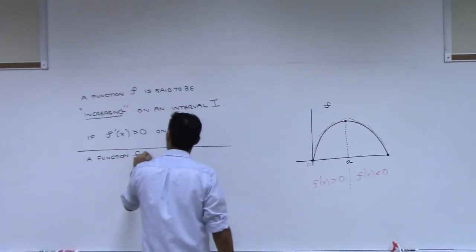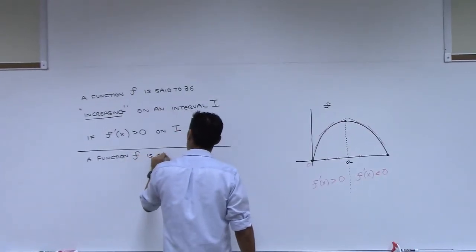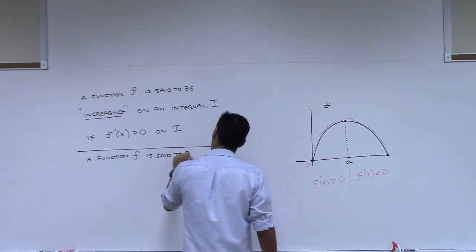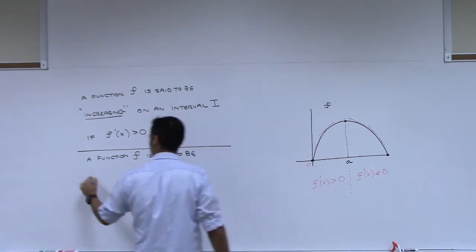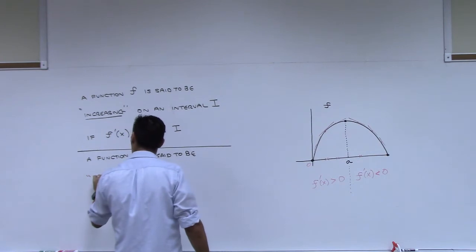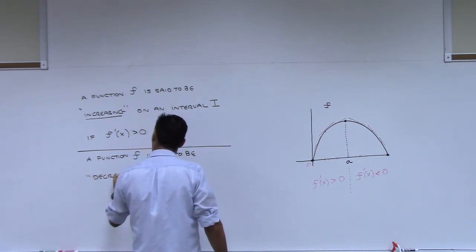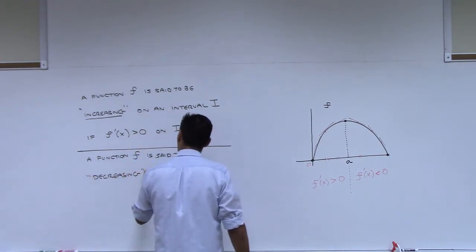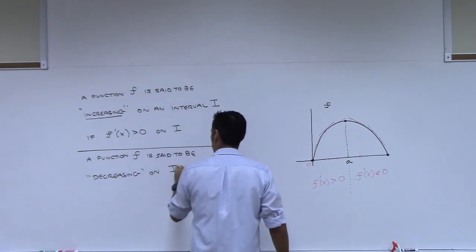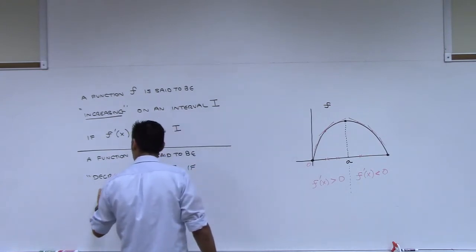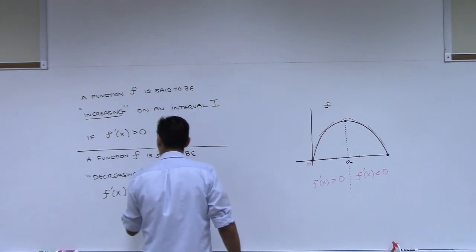Function f is said to be decreasing on I if f prime of x is less than 0 on I.